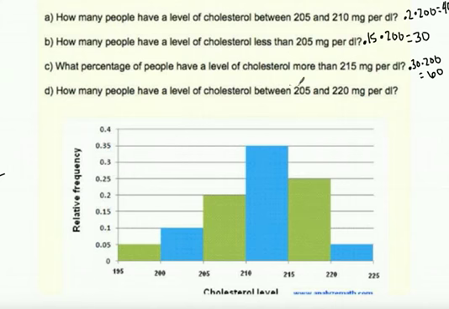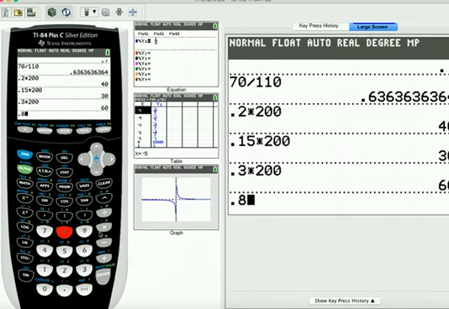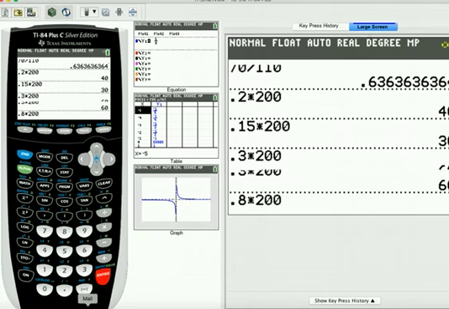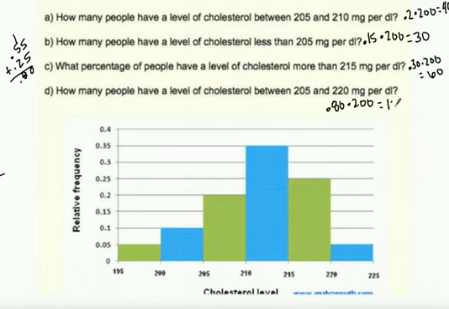How many people have a level of cholesterol between 205 and 220? So this, and this. So we've got 0.2 and 0.35. That would be 0.55. And then 0.25. So you're going to do 0.80 times 200. That's 160.